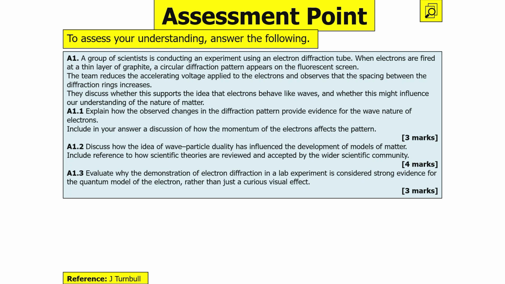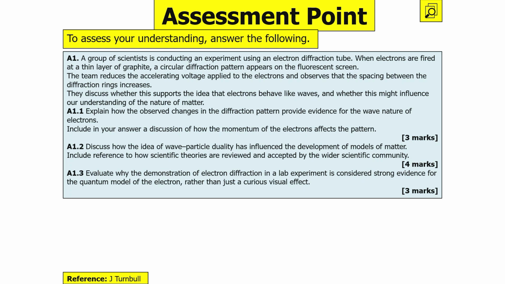A group of scientists is conducting an experiment using an electron diffraction tube. When electrons are fired at a thin layer of graphite, a circular diffraction pattern appears on the fluorescent screen. The team reduces the accelerating voltage applied to the electrons and observes that the spacing between the diffraction rings increases. They discuss whether this supports the idea that electrons behave like waves and whether this might influence our understanding of the nature of matter.